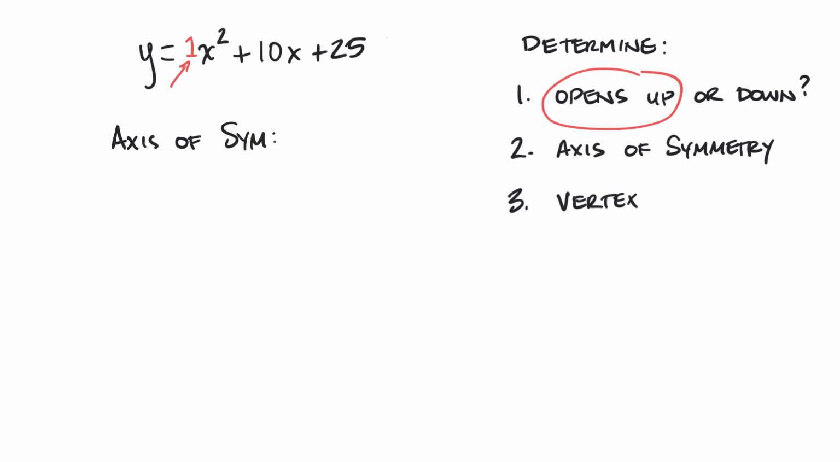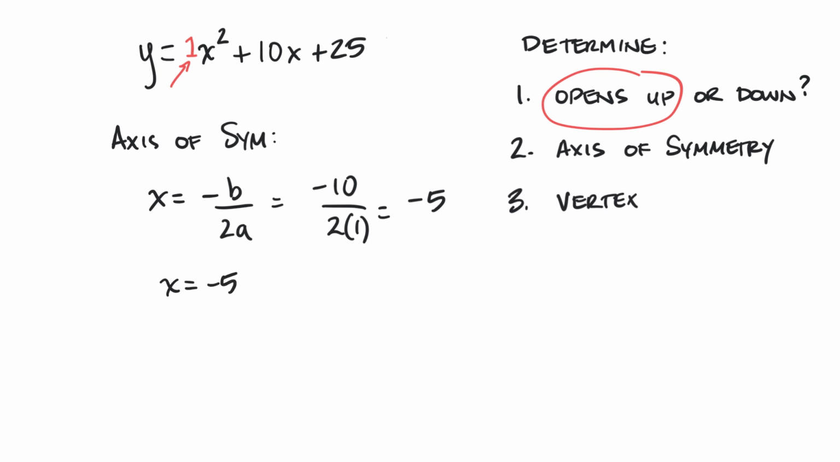Axis of symmetry, remember the equation is x equals negative b over 2a. So we have b is 10, a is 1, so we'll plug those in. We get negative 10 over 2 times 1. So this is negative 10 divided by 2, which is negative 5. So x equals negative 5. So that is our axis of symmetry.